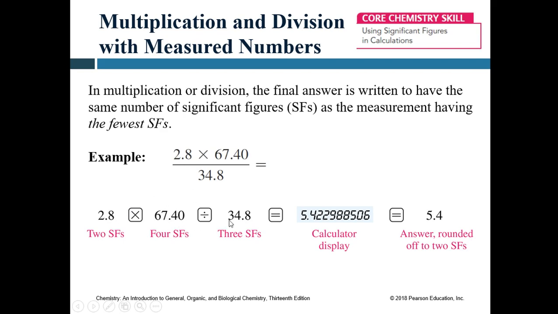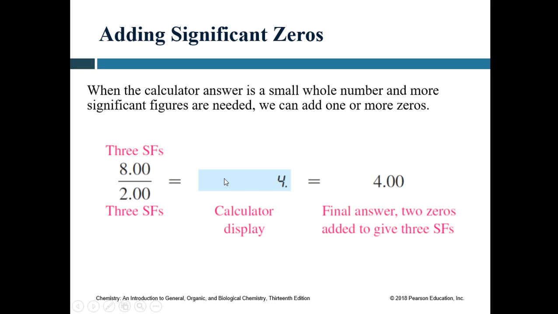So what you do is you do the math. Here's your calculator display. We're going to only carry it out to 2 places: 5.4. We look here, we do not need to round up, so it's 5.4. And why is it only 5.4? Because it is the same number of significant figures as the measurement having the fewest significant figures. There's only 2 in this value here. There's 4 here and 3 here. So when we have a division, we have 3 and 3.